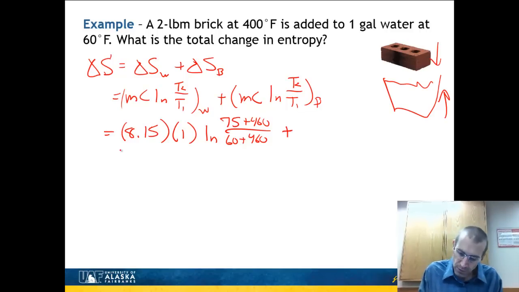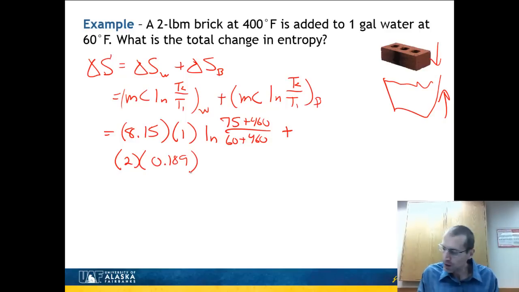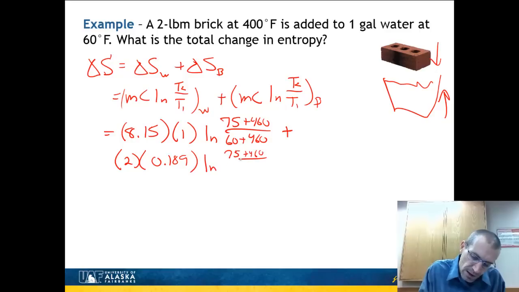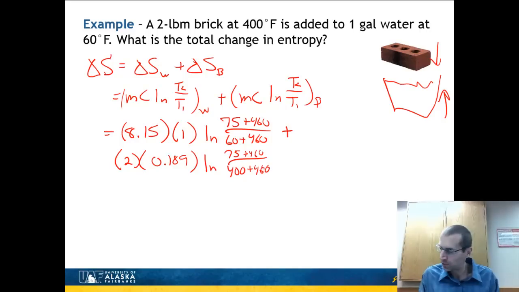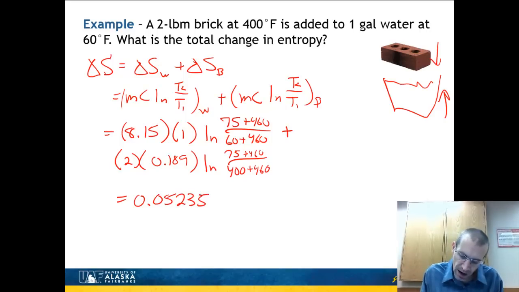And I'm going to add that to the brick. 2 pounds, Cp of brick is 0.189. And then the natural log of T2 again is 75 plus 460. And this started off at 400, plus 460 to get it in absolute as well. And now if I do that arithmetic, this comes out to be 0.05235. And the units on that are BTUs per degree Rankine.